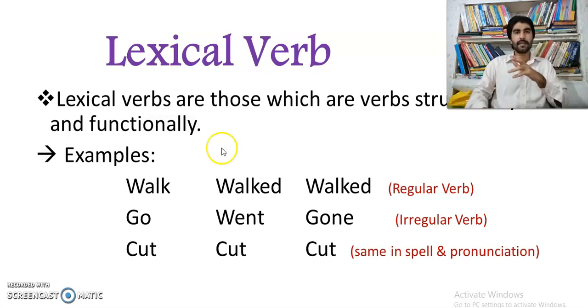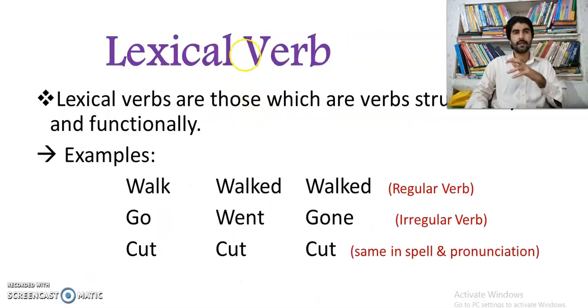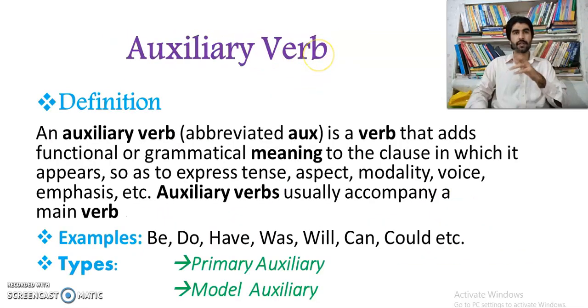So now we are going to see the difference between lexical verb and auxiliary verb. Here we have the definition of auxiliary verb. Definition: an auxiliary verb, abbreviated aux, is a verb that adds functional or grammatical meaning to the clause in which it appears, so as to express tense, aspect, modality, voice, emphasis, etc. Auxiliary verbs usually accompany a main verb. Means to say that most auxiliary verbs do not come alone.